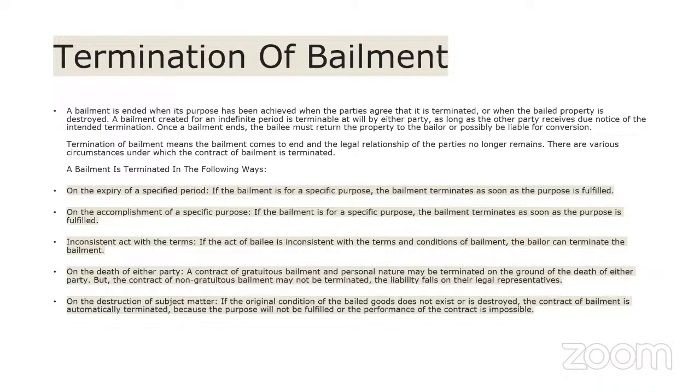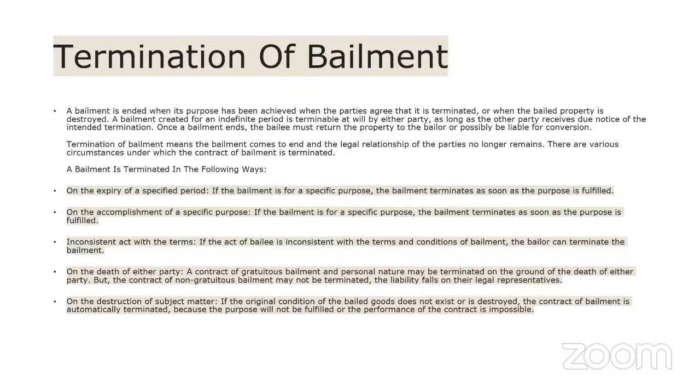Right? The next one is, when does this bailment get terminated? When does this contract of bailment end? A bailment could be created, or a contract of bailment could be entered into for an indefinite period or for some amount of period agreed upon by both the parties. But once the bailment ends, okay, the bailee must return the property to the bailer. Right? So when does this bailment end? When does this bailment get terminated? The bailment gets terminated in the following situations.